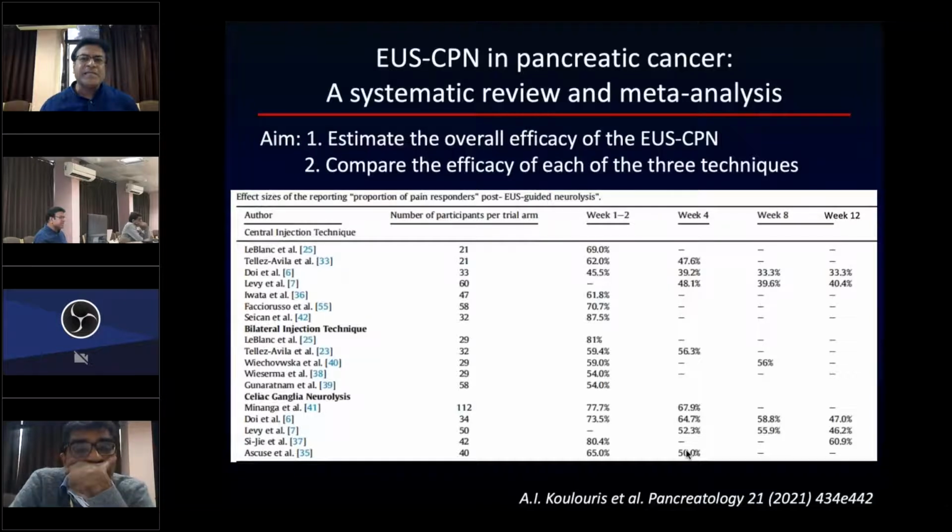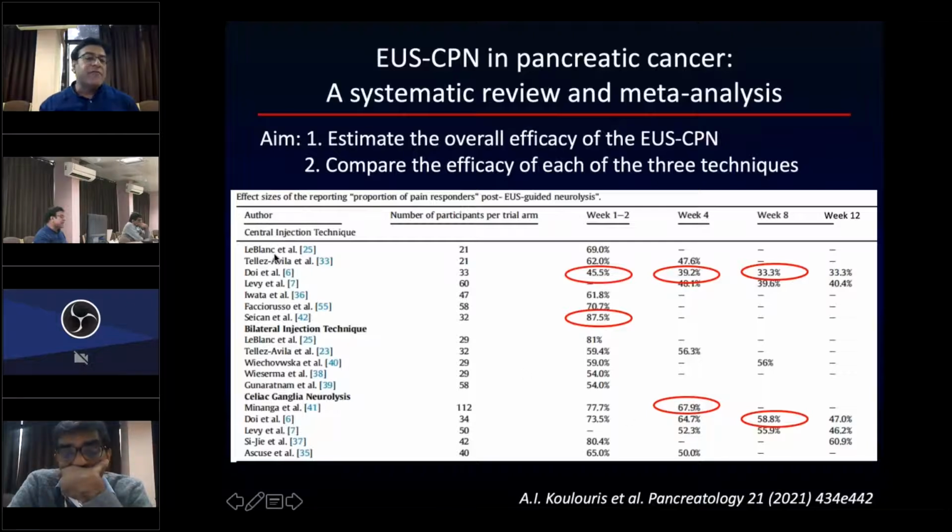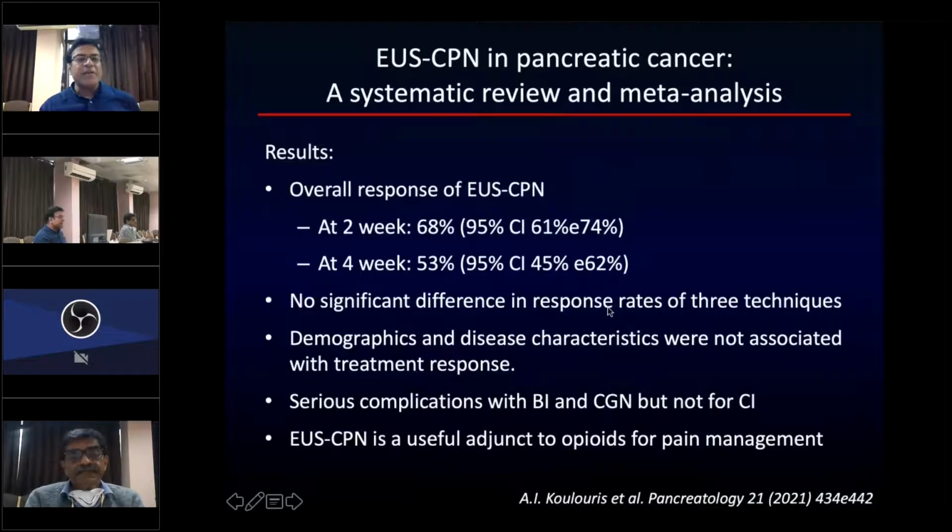So this is the EUS-guided CPN in pancreatic cancer systematic review and meta-analysis. The only important thing in this slide is that with the different techniques that I have talked of, the response rate is approximately the same. And if we are doing a celiac plexus neurolysis, what we are talking of is a pain reduction of only around 2 to 3 months. So again, this systematic review showed that there is no significant difference in response rate of the 3 techniques.